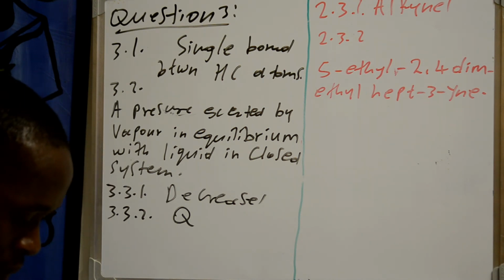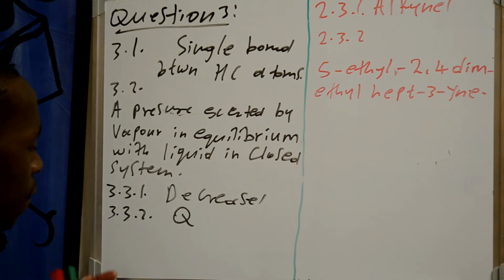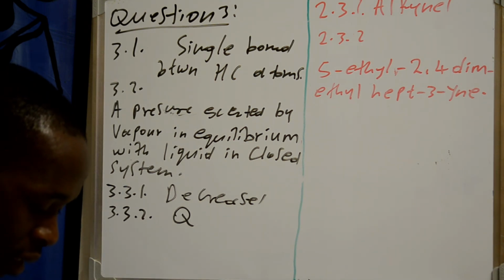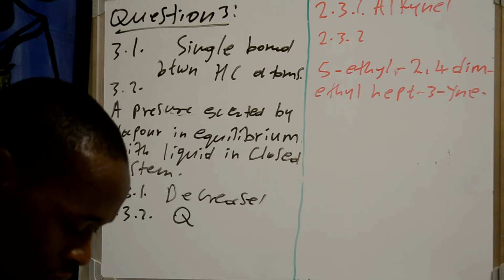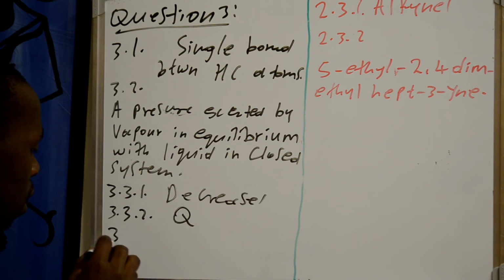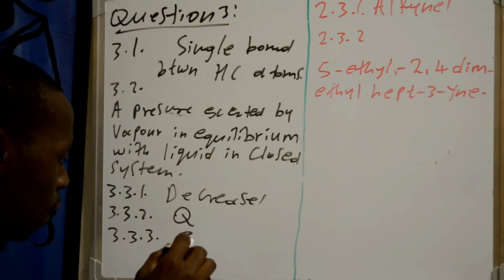Then 3.3.3, which compound has the longest chain length? Fully explain your answer. The compound with the highest boiling point has the longest chain length. We know that if the chain length increases, then we will have high energy. So the one that has high energy is the one that has the longest chain length. So here it is compound S. Now let's explain this.